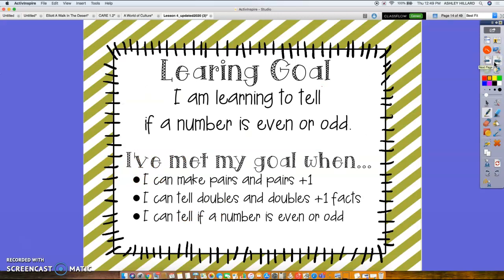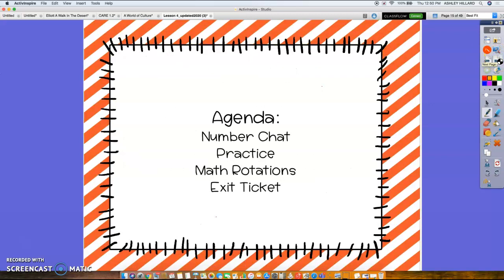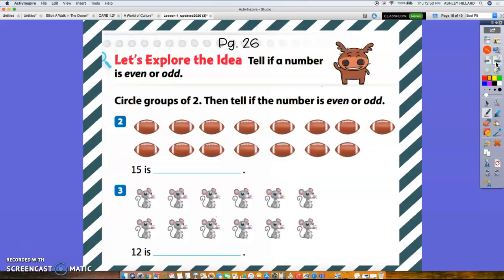So our learning goal today is I'm learning to tell if a number is even or odd. I've met my goal when I can make pairs and pairs plus one. I can tell doubles and doubles plus one facts. And I can tell if a number is even or odd. So today we'll do our number chat. We'll practice and do our math rotations, which is whenever you do your practice pages, and then our exit ticket.